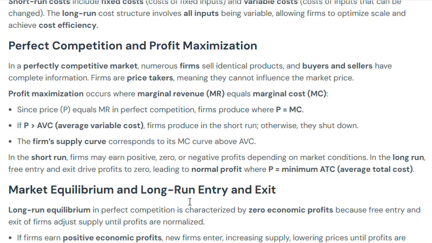If the price is greater than average variable cost, firms produce in the short run. Otherwise, they shut down. That is the shutdown point. The firm's supply curve corresponds to its MC curve above average variable cost. In the short run, firms may earn positive, zero, or negative profits depending on market conditions. In the long run, free entry and exit drive profits to zero, leading to a normal profit where P equals minimum average total cost.